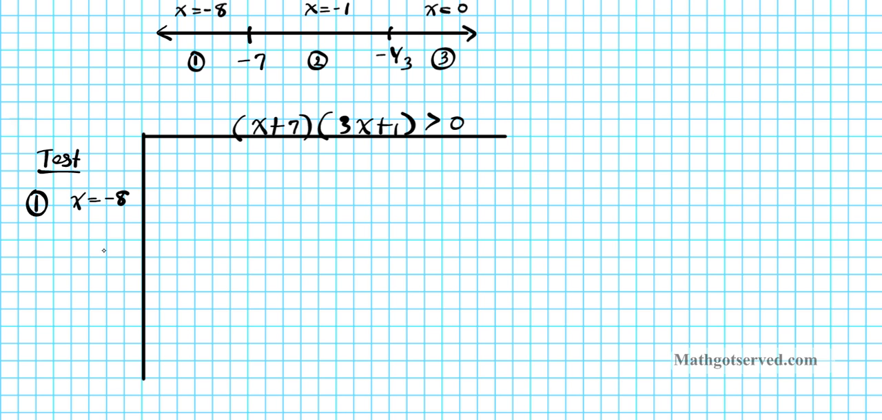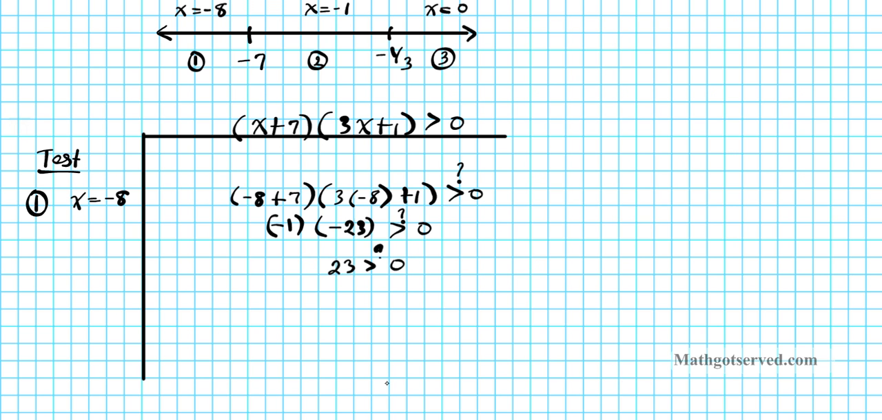If I plug it in, the question is: negative 8 plus 7 times 3 times negative 8 plus 1, is it greater than 0? If it is, then interval 1 is good. If it's not, then interval 1 is bad. Simplify this, you get negative 1, and then this one gives negative 23, basically negative 24 plus 1. Is 23 greater than 0? Absolutely. So this interval is good. Interval 1 checks.